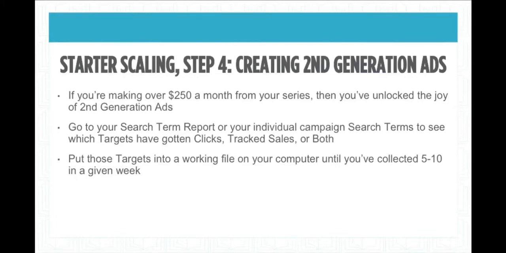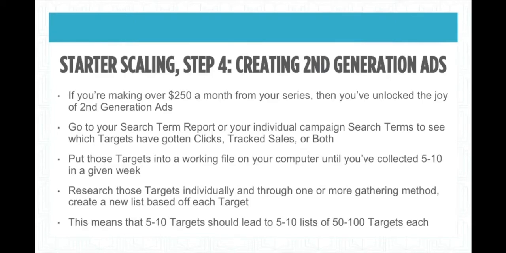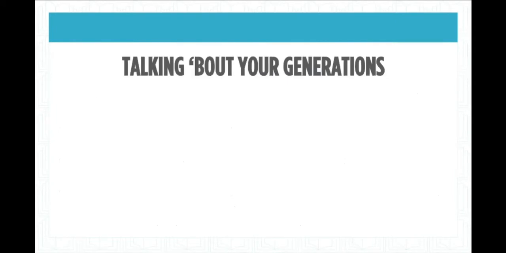You're going to put those targets into a working file on your computer. You're going to find 5 to 10 really strong ones. Then you're going to take those terms individually through one or more gathering methods, one of the ones we talked about: manual, the Instant Data Scraper, or Publisher Rocket. So create a new list based off each target. That means if you get 5 to 10 targets there, that should lead to 5 to 10 lists of 50 to 100 targets each.